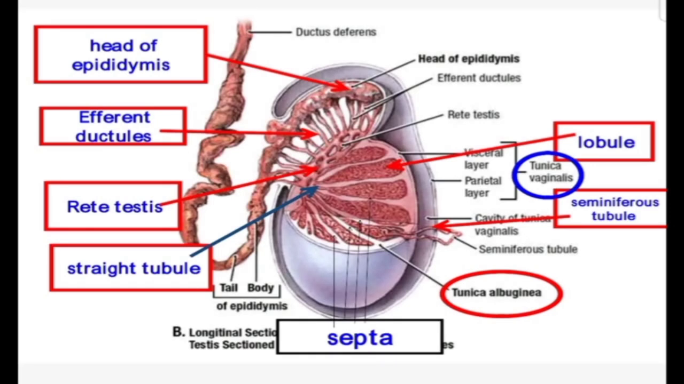As I have told you, the testes develop in the abdominal cavity, but then they descend down, and they pass through the inguinal canal, and they descend into their actual place, that is the scrotum. And this descent of the testes is very important because the intra-abdominal temperature is much higher.